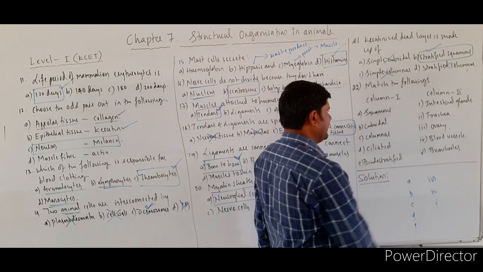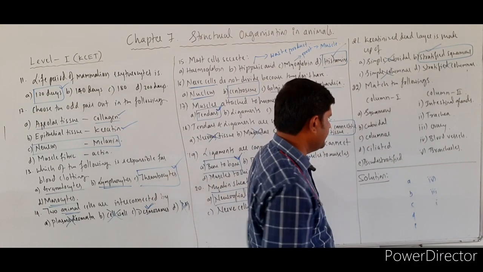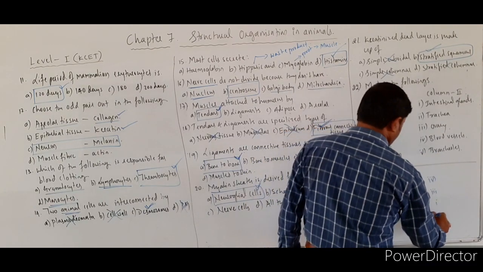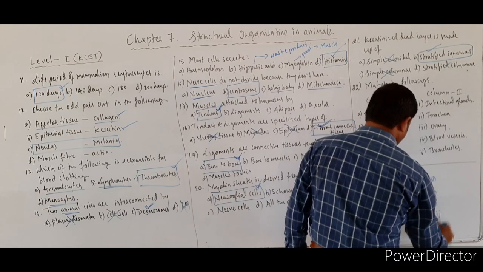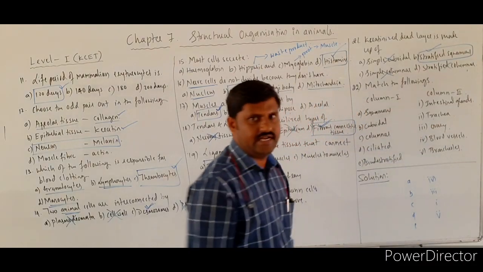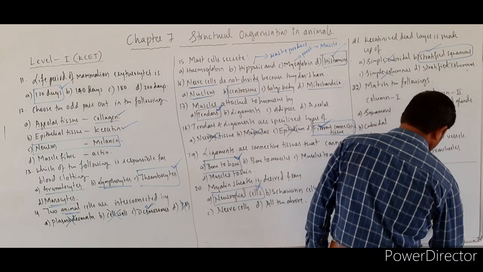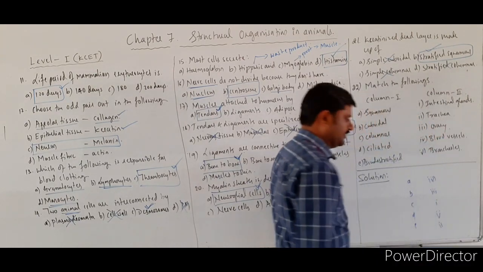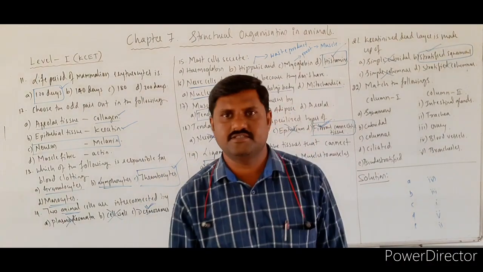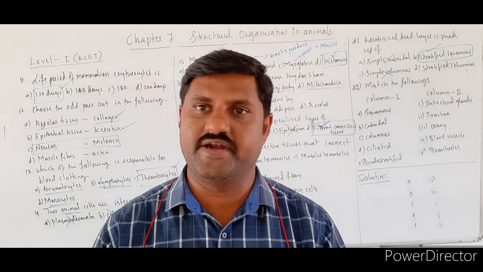And ciliated epithelium. Ciliated epithelium is connected with what? Bronchioles. Cilia are present in bronchioles. That's why B5. And pseudostratified, this makes the inner lining of trachea. So this is E. This is 2. 2 is the answer for this question. So this is the solution of this question. By this we finished. Some more questions up to 22 now.